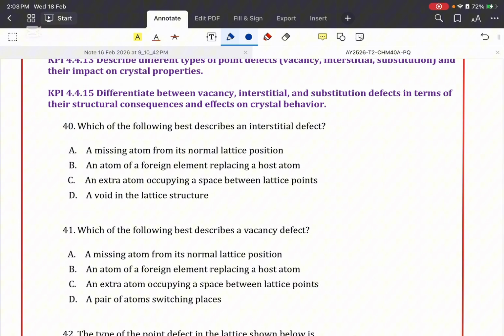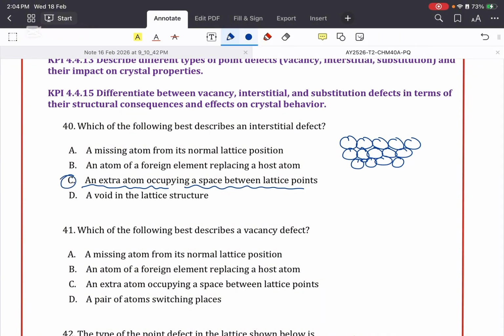Defect is like a problem that comes in the structure of the metal. Usually, we have like 3 types of defect. The interstitial defect is when I have an additional atom occupying a space between the lattice points. Like for example, I have the metals like that. Okay, and suddenly I have an additional one here. So that makes it an interstitial defect.